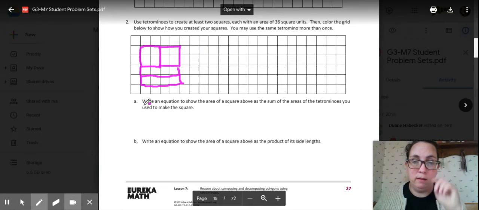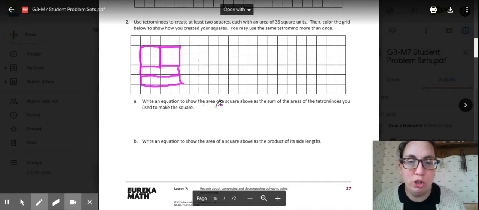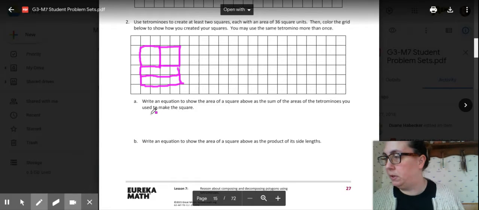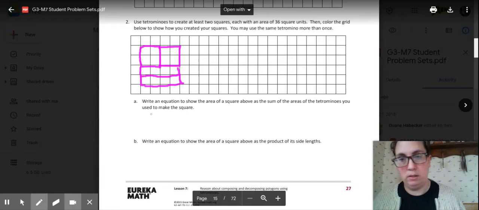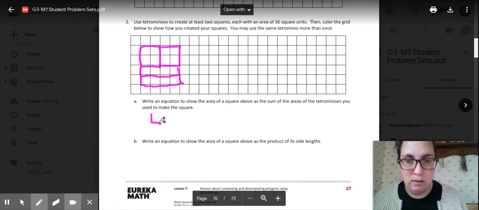For letter A, write an equation to show the area of the square above. Okay. So we had 4, 4, 4, 4. This one is a little bit different than the one in the workbook. That's why I'm double checking, making sure that my example problem, even though it's different, would be the same.